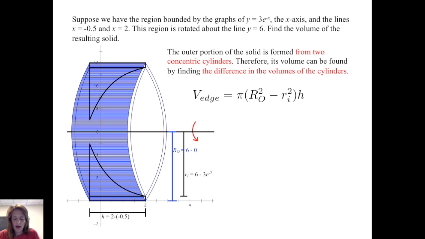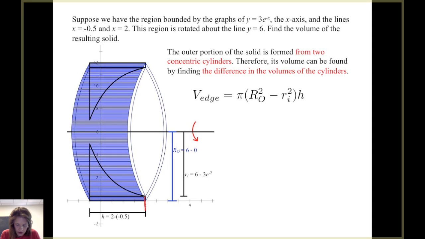So the volume of the portion of the solid that's from that outer edge is determined by pi times the square of the outer radius minus the square of the inner radius times the height. And the height is determined by the difference in these x values. So x equals 2 minus x equals negative 1/2.